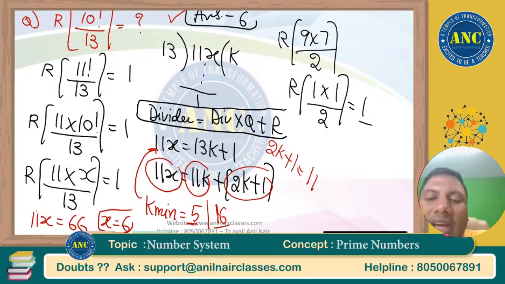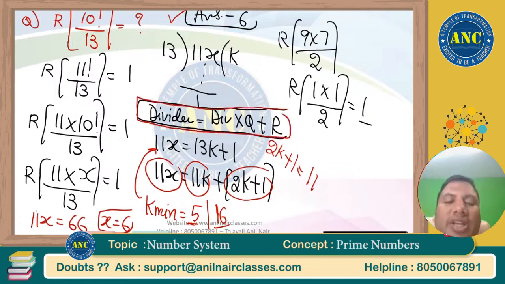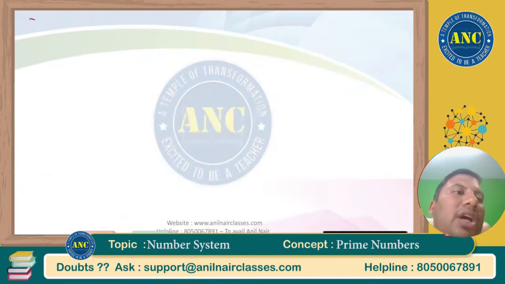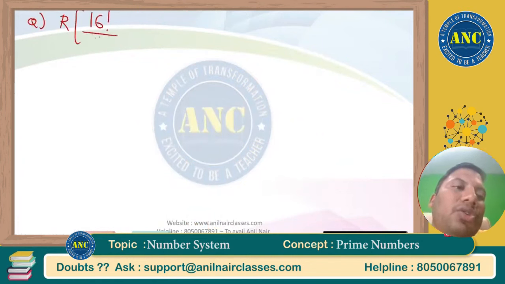I hope the idea is clear. Dividend equals divisor into quotient plus remainder. Whether you take the lowest value or the highest value, still the answer will be same. 11x is 11k plus 2k plus 1, divisible by 11. K value is 5, 11x is 66, x value is 6. Idea clear, right? One more question we will solve so that you will get a very good idea about how to solve this kind of question without even remembering the conclusion.